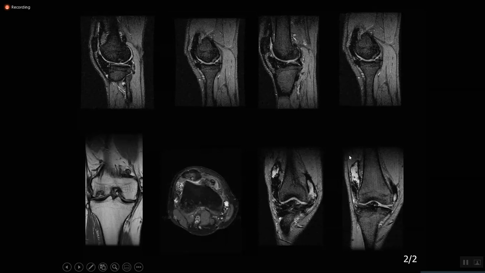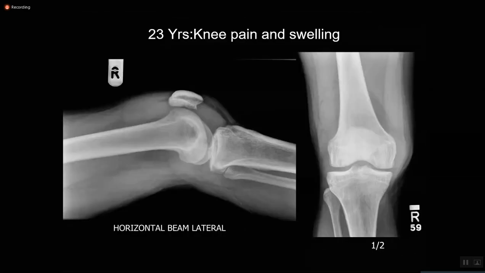These are T2 star images. Fine, so there's blooming artifact within that confirms this is either... but it looks lobulated, so it could be PVNS rather than hemarthropathy. Here you are. So this is classical PVNS.